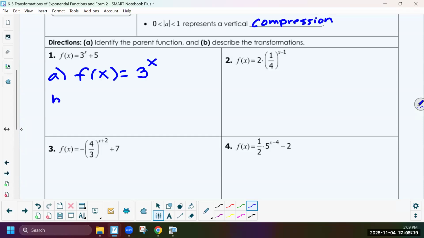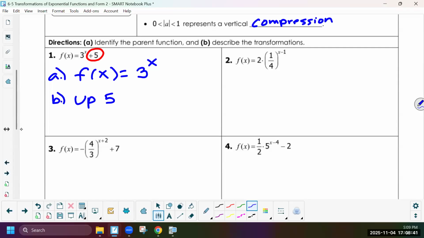Now B is how did it transform? Well, if you look at the difference between the parent function and the one above, the only new piece is this plus 5. That is in our K position at the end by itself. So that's vertical shift. It went up 5.